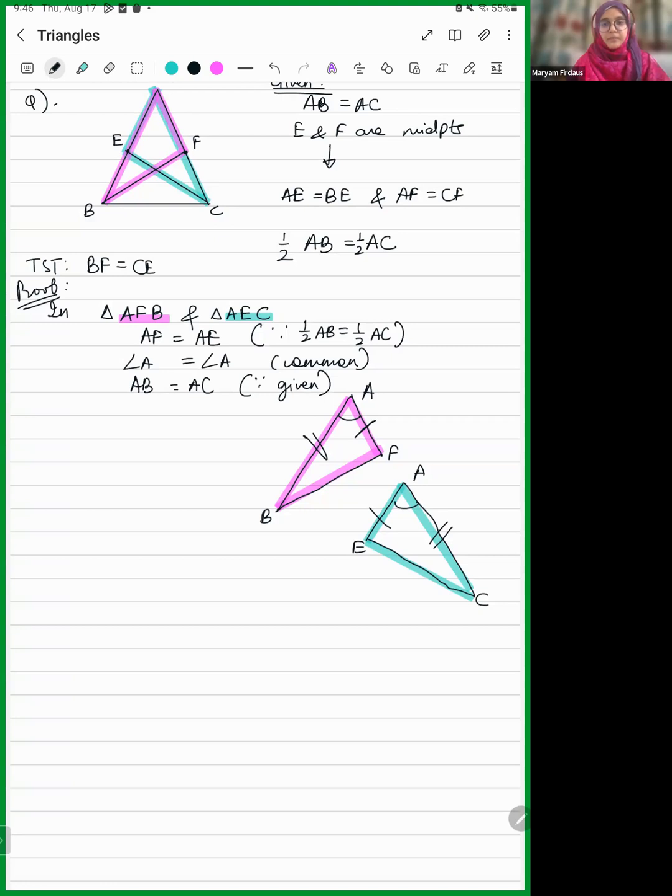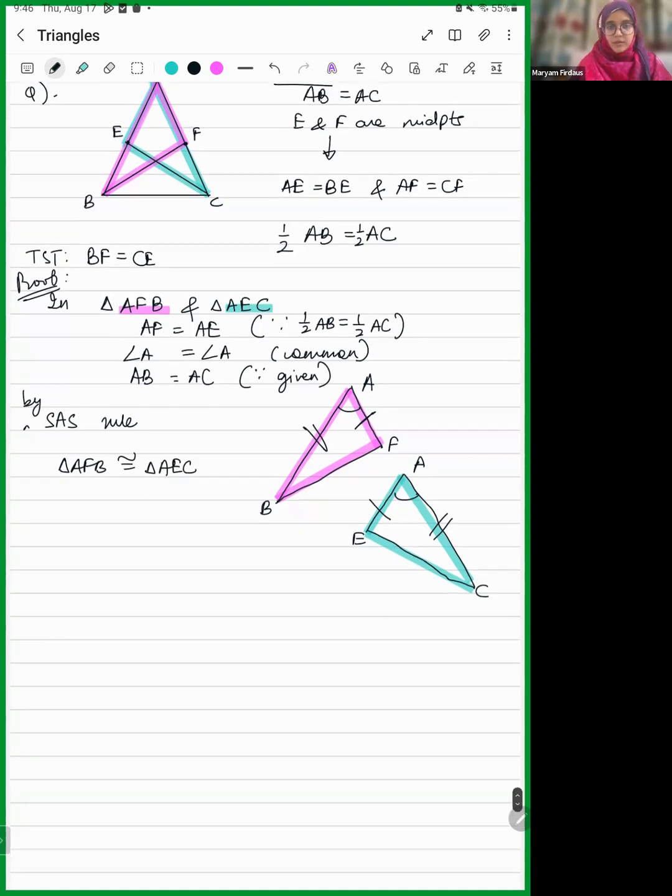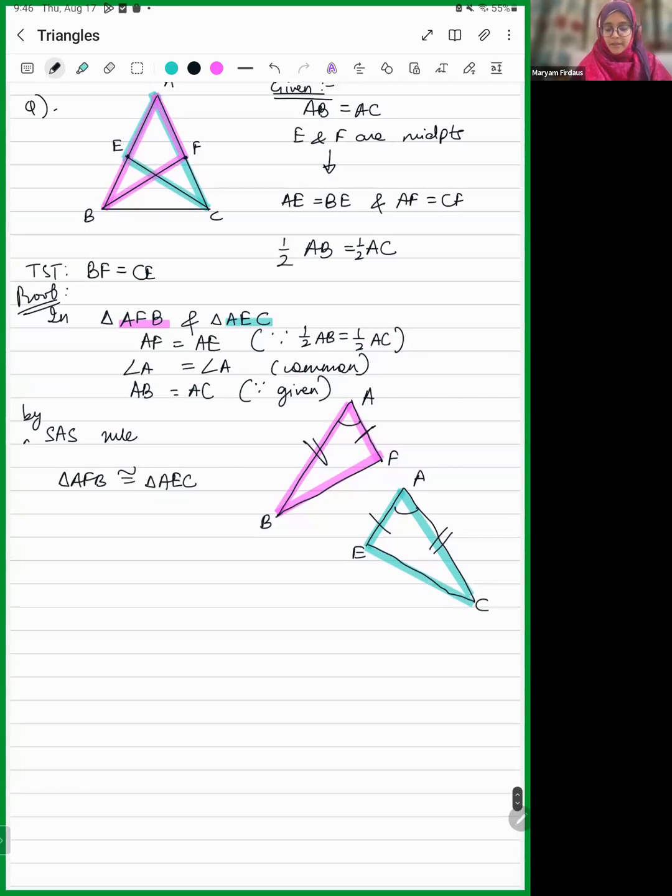Is this okay? Yes, ma'am. SAS congruency, right, ma'am? Yes. So by SAS rule, these two are congruent. Keep writing this in your notebook simultaneously, Avni. Okay. After this, therefore, we had to show this thing. BF is equal to CE. See, BF is over here and CE is over here. BF is equal to CE.